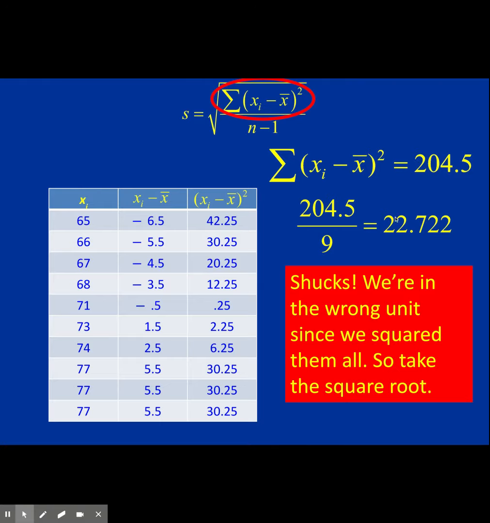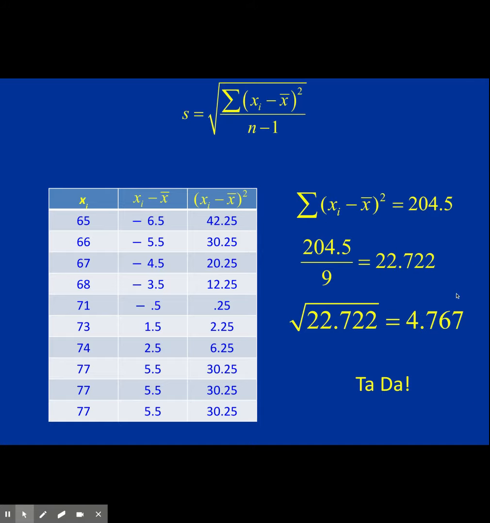But right now, we are in the wrong unit because we squared everything. In order to get rid of all these negative signs here, we had to square everything. So in order to go backwards and cancel that out, we have to take the square root. When you do, you get 4.767. So that is the standard deviation of this data set.